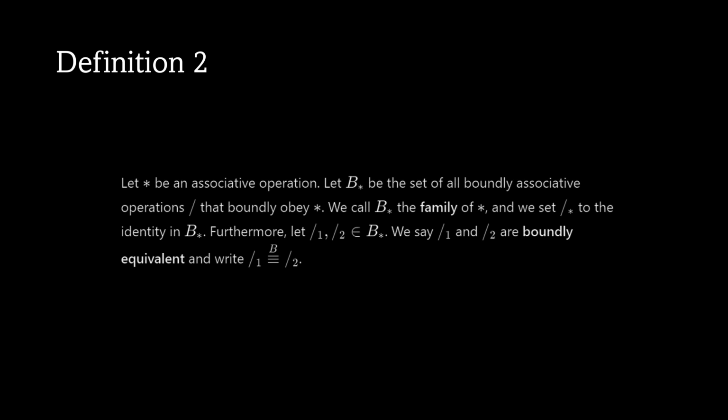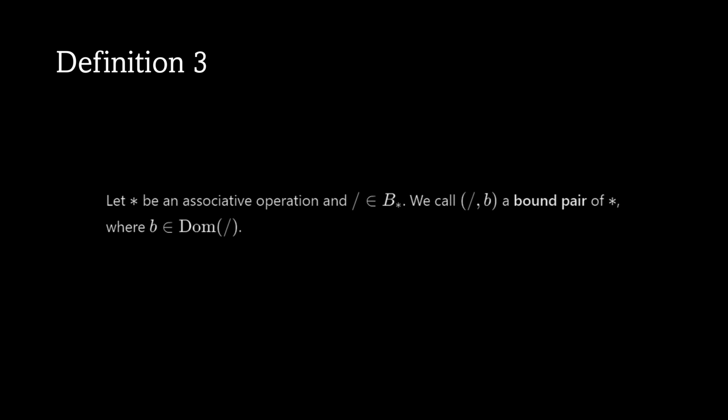And then we'll say that slash sub 1 and slash sub 2 are boundly equivalent. The idea behind that is that the operations are certainly not equivalent, but they have this key similarity, this key resemblance between them as they're part of the same family, and so we call them boundly equivalent. We have a notation for this: we write slash sub 1 is equivalent with a little b on top, and slash sub 2. That b on top of the equivalent symbol means it's boundly equivalent. Okay, I hope that wasn't too complicated, so now let's move on to definition number 3.